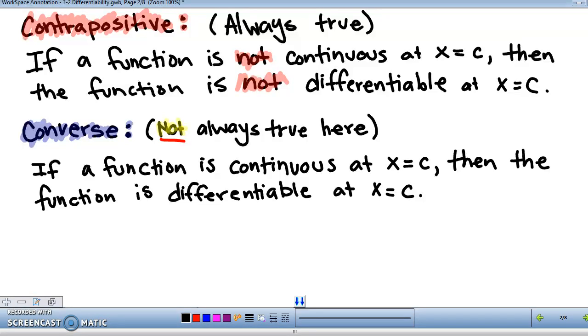The contrapositive, always true. If a function is not continuous at x equals c, then the function is not differentiable at x equals c. The converse, not always true. If a function is continuous at x equals c, then the function is differentiable at x equals c. So let's look at some examples.